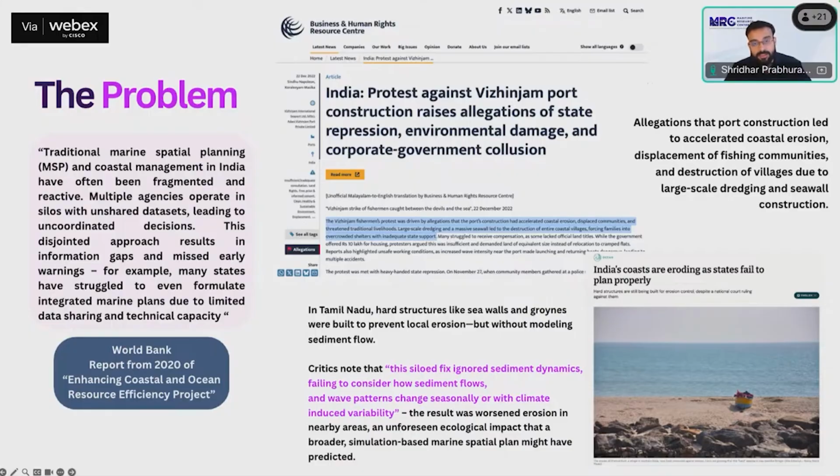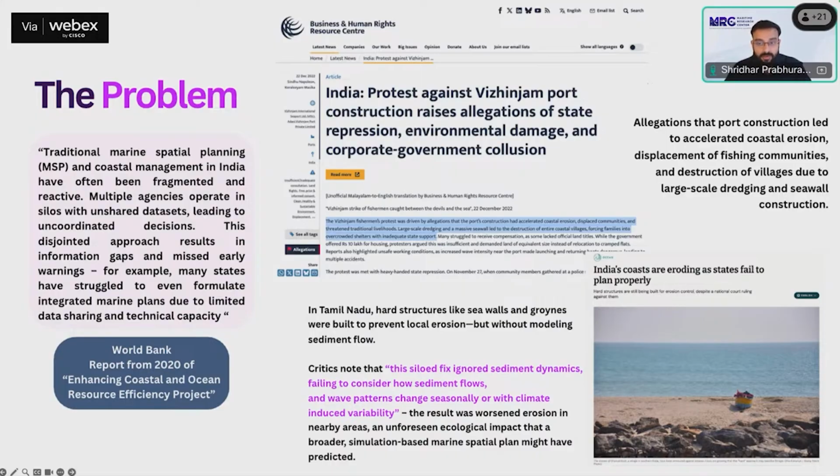But traditional MSP, the same practice which has been followed for quite some time now, essentially relies on an extremely isolated set of data sets and multiple agencies coming together to provide that data. Both in India as well as globally, there has been a problem of fragmented data. We have multiple agencies collecting different forms of data. CWC will collect a different form of data, MoES will collect a different form of data, but there's not a single platform where all of that can be put together and analyzed to yield an outcome. And that's what has also been represented in the World Bank report from 2020.